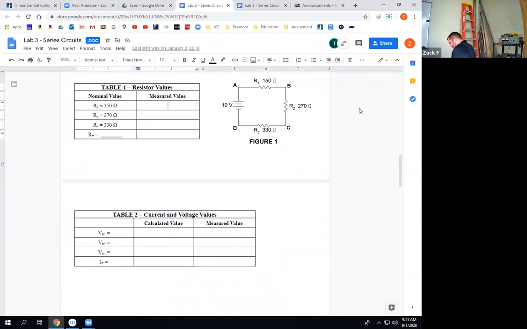Resistor 1. Y'all remember how to set up your meter for resistance?